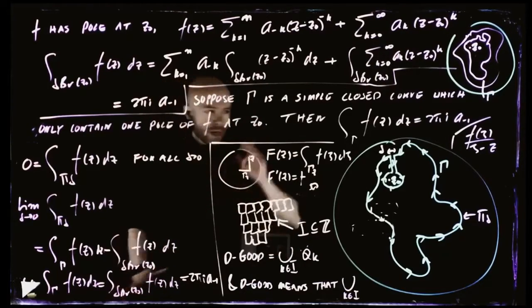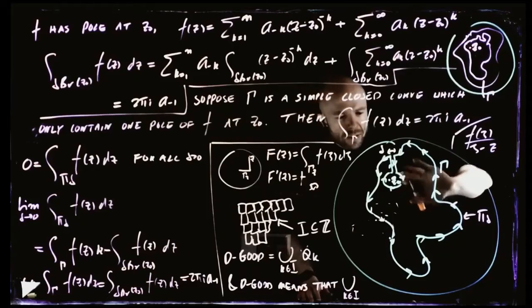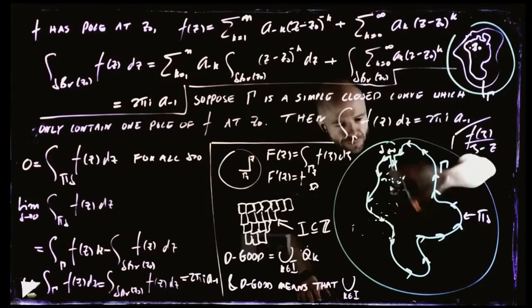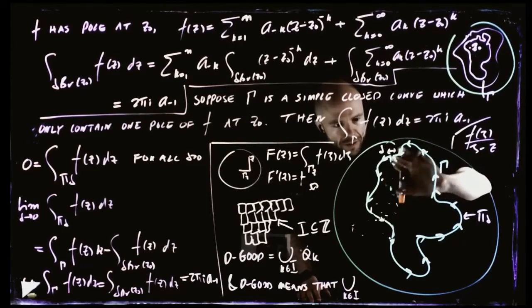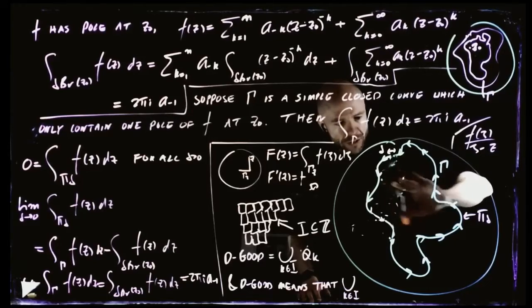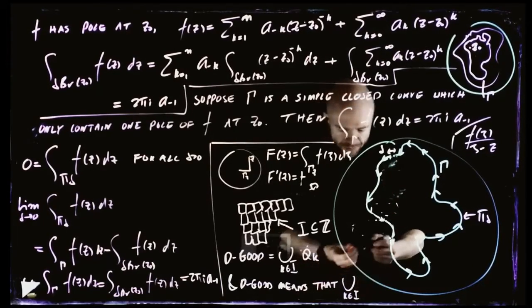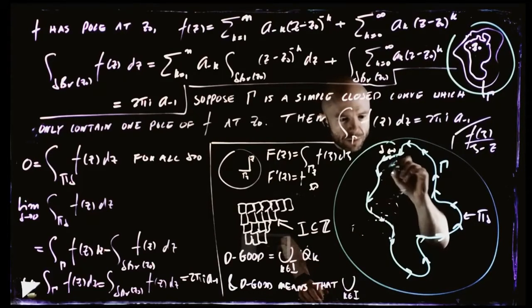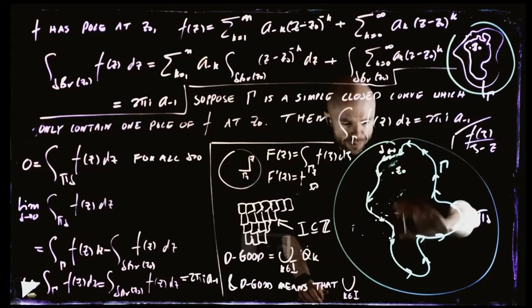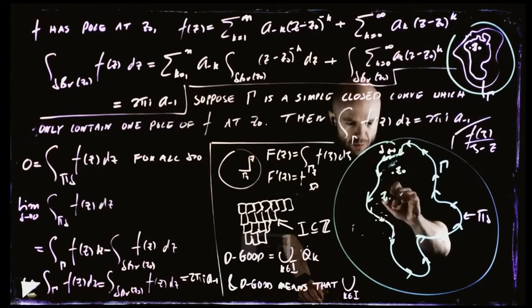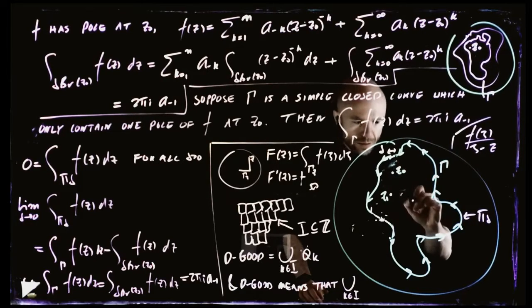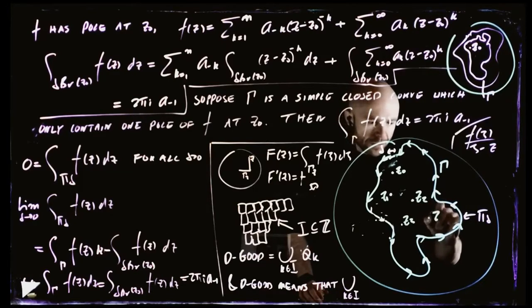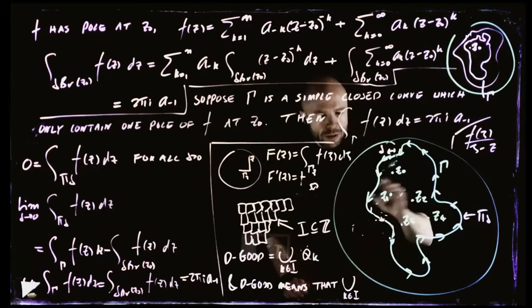All right. Now, tell me what you expect to happen when we have a more complicated situation. What about if we have numerous poles, say z0, z1, z2, z3, z4. All of these are poles.